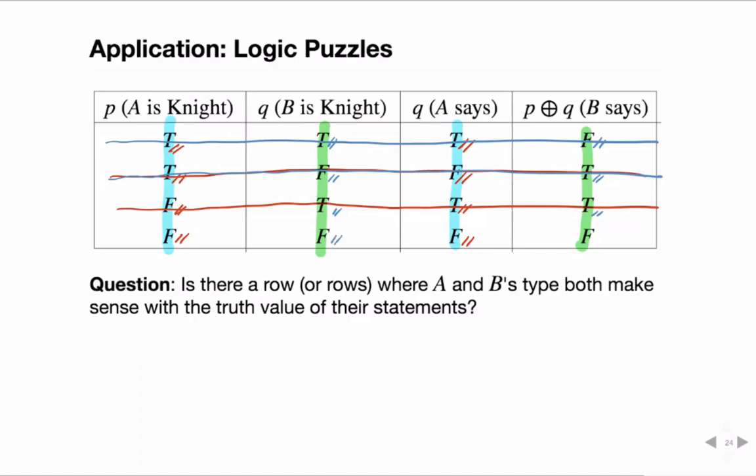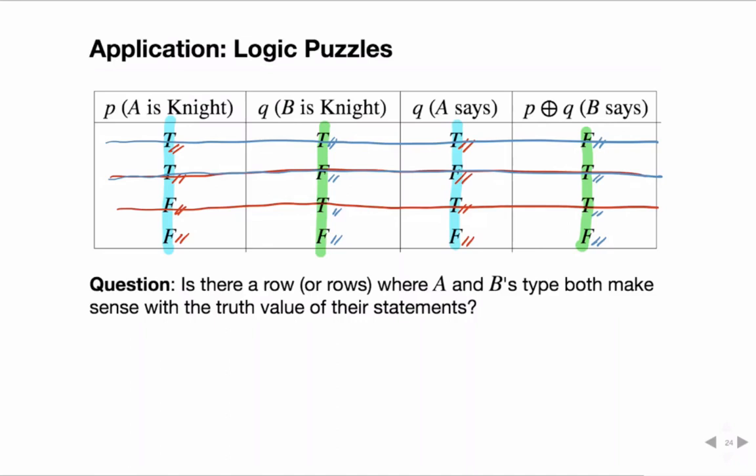And then finally, we'll look at the last row. In this case, Q is false, and so B is a knave. And if I look at the corresponding thing under what B said, that is also false, and that's consistent, and so that row is okay. We haven't found any contradictions, and so that could be a solution.